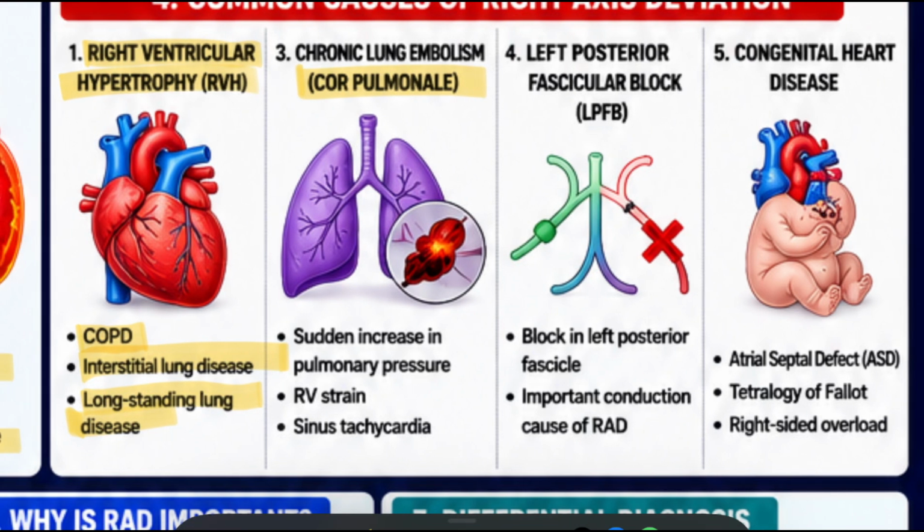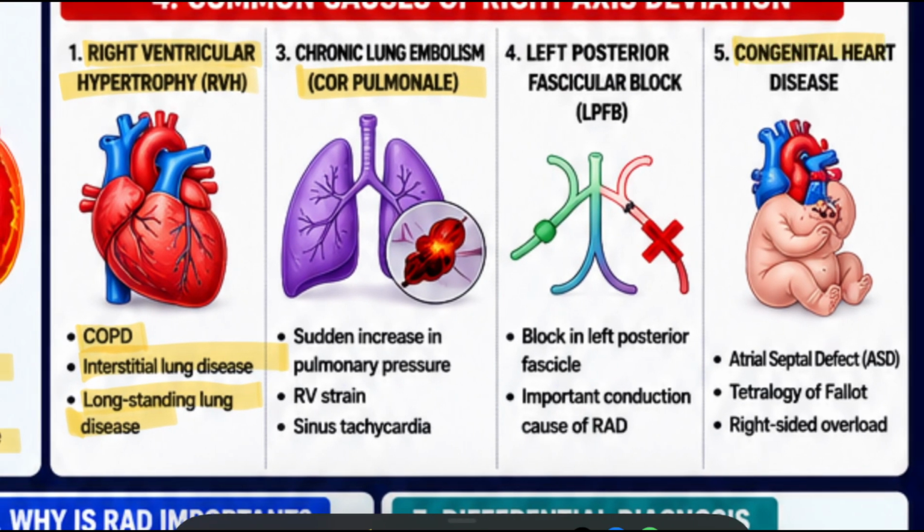So next we have left posterior fascicular block. So this is when the left posterior fascicle is blocked. The electrical impulse travels to the left anterior fascicle first. So this shifts the axis toward the right. So the main point is that left posterior fascicular block is an important conduction cause of right axis deviation.